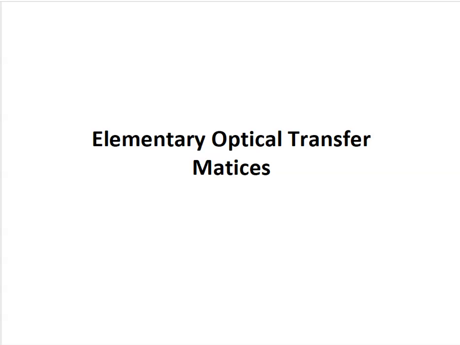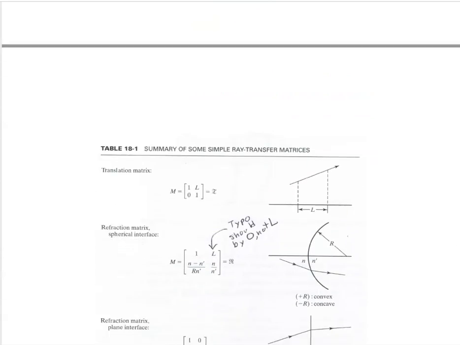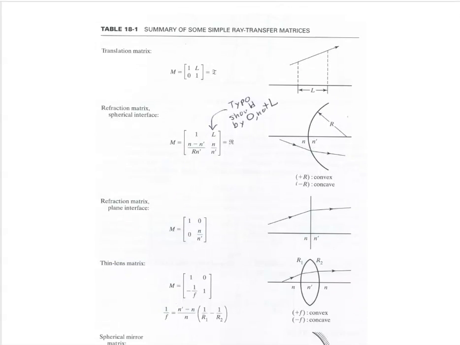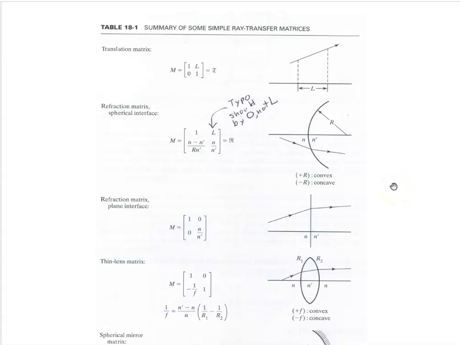If you combine that last video with the results that we had from Monday's class videos, we really have a complete set of the elementary optical transfer matrices. This is table 18-1 from my textbook and the class textbooks. That's on page 404 of chapter 18. It's table 18-1, and I wanted to point out a couple of things here.